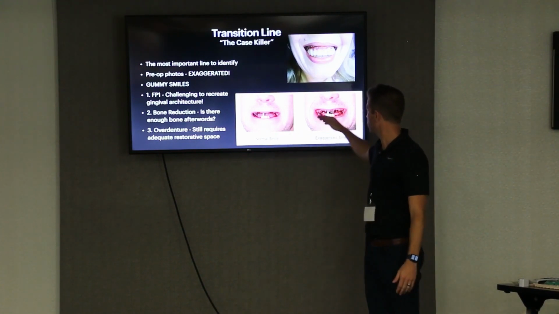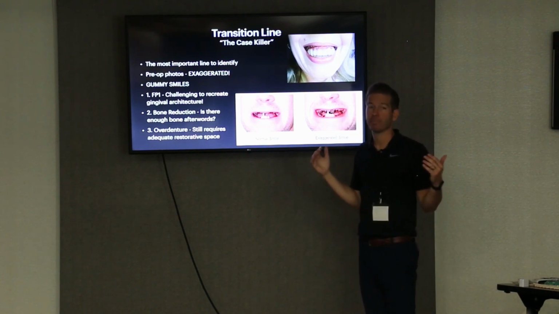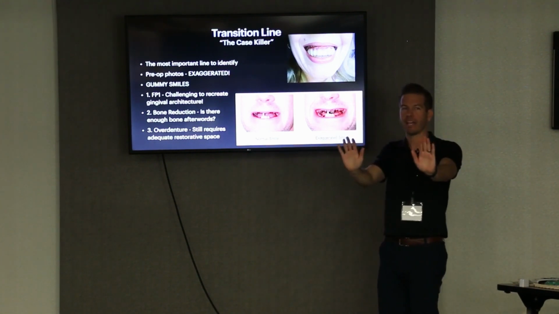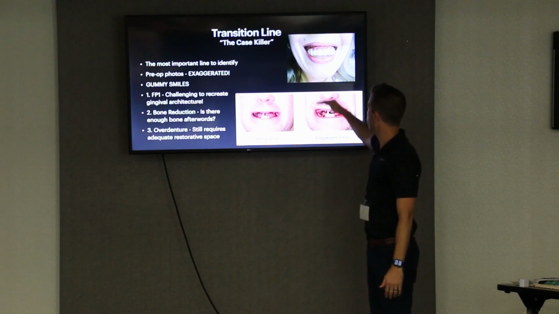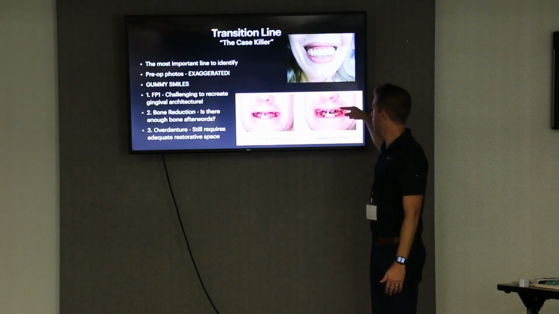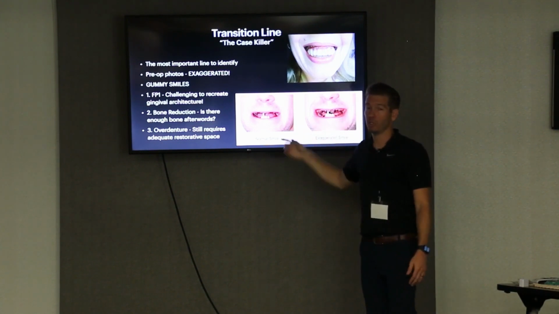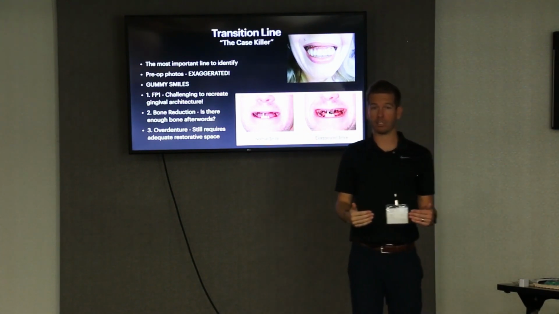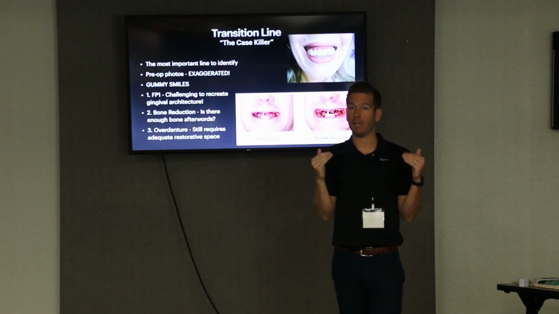Second option is we could reduce the bone. So you could case plan it. You have your photo up and you're case planning. You think, how am I going to get the bone up so that the transition line is above this gum line here? You can plan the bone reduction into that so that you raise that transition line up above.